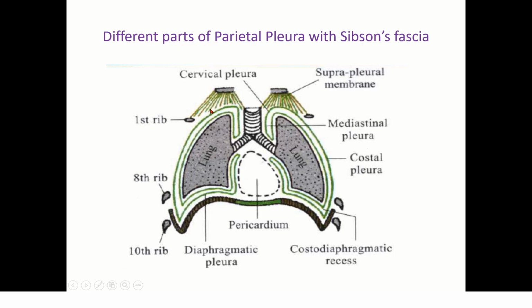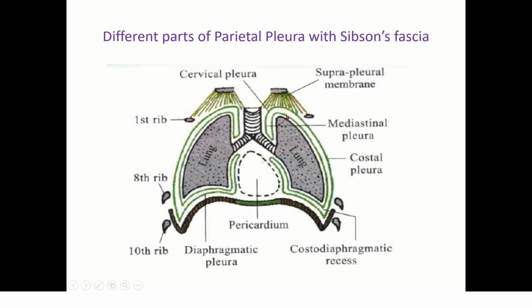Now if you observe, the cervical pleura continues on the medial side with the mediastinal pleura, and beyond the inner border of the first rib it continues with the costal pleura. The cervical pleura is covered superiorly by the suprapleural membrane or Sibson's fascia, which is a musculofascial partition.